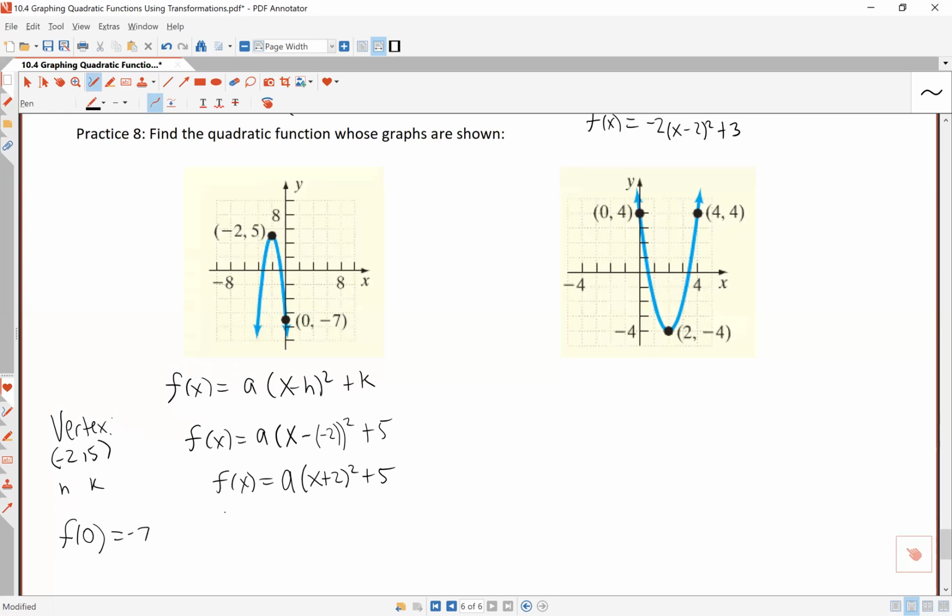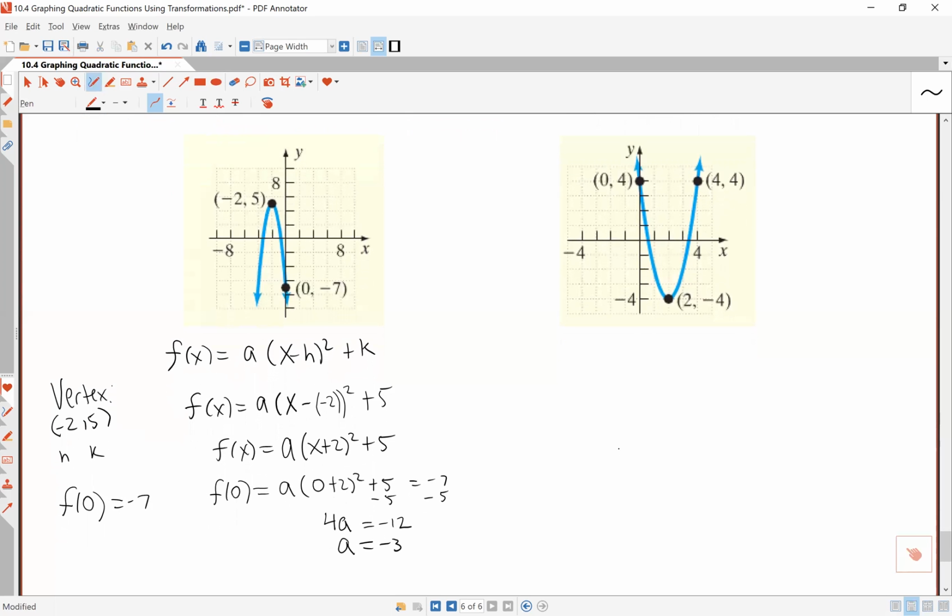And if f of 0 is -7, then f of 0 is a times 0 plus 2 squared plus 5, and that equals -7. So 2 squared is 4 times a, subtracting 5 from both sides, that's -12. So that gives us a equals -3. So then f of x is -3 times x plus 2 squared plus 5.